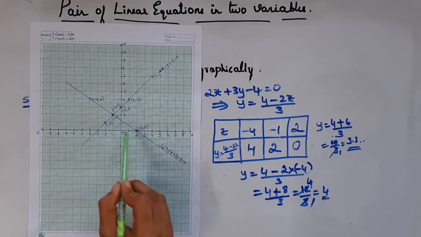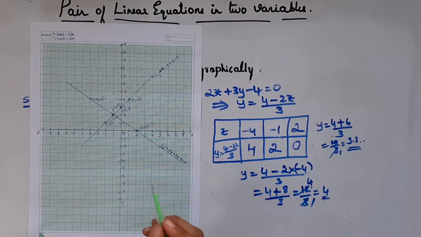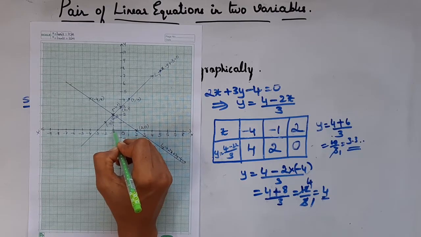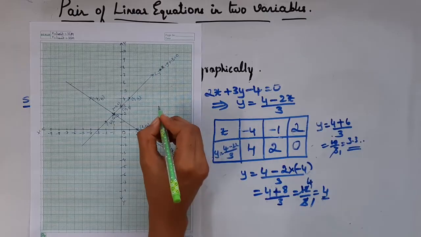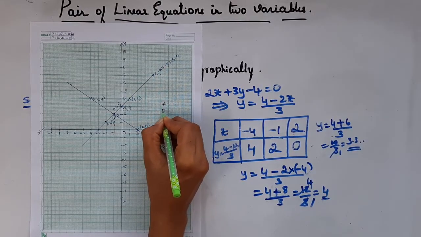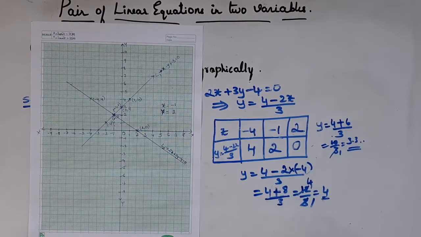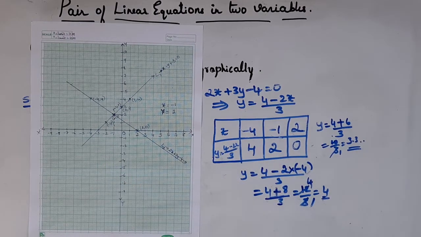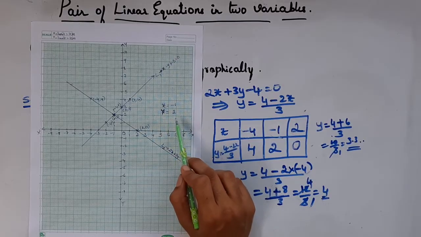We know that when two lines intersect at a particular point, that will give you the value for x and y. So in this case, your x is minus 1 and your y is 2, right? So your x is equal to minus 1 and y is equal to 2. So this is an example for case 1 where two lines intersect at a particular point. Then they have a unique solution where x is equal to minus 1 and y is 2.